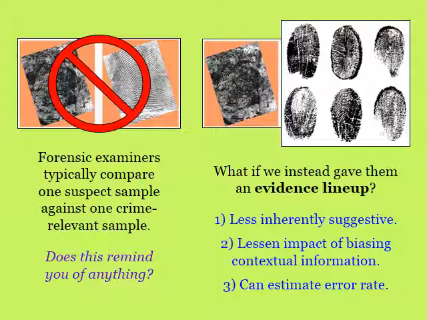So we have a couple potential reforms here that might work. Between sequential unmasking and evidence lineups, we have some promising ways for forensic labs to avoid this really dangerous cognitive bias that, again, examiners can't just switch off and fix on their own. The trick now is going to be persuading the forensic science community that this is a good idea. Not only that it's beneficial, but also that it's feasible. And that's kind of where we're at right now.